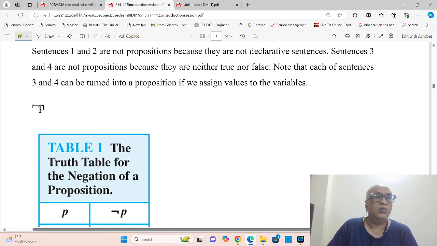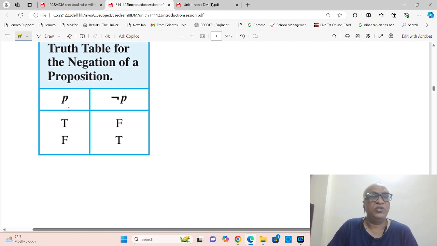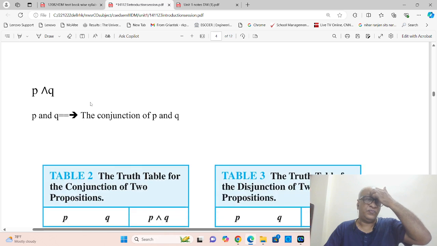This symbol which we are seeing here is the negation symbol, and let us say P is a proposition. So, the negation of a proposition: if the proposition is true, the negation of that is false. If it is false, the negation of that is true. We are seeing the truth table for the negation of a proposition.